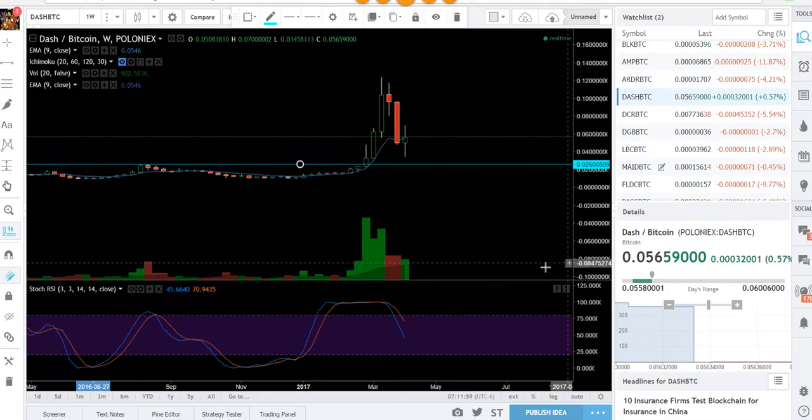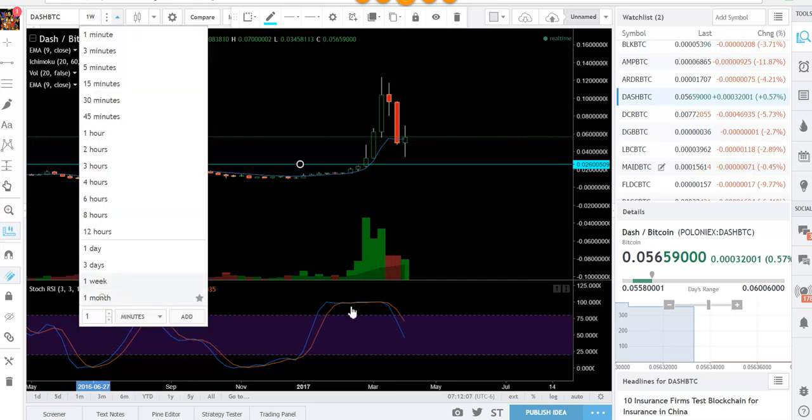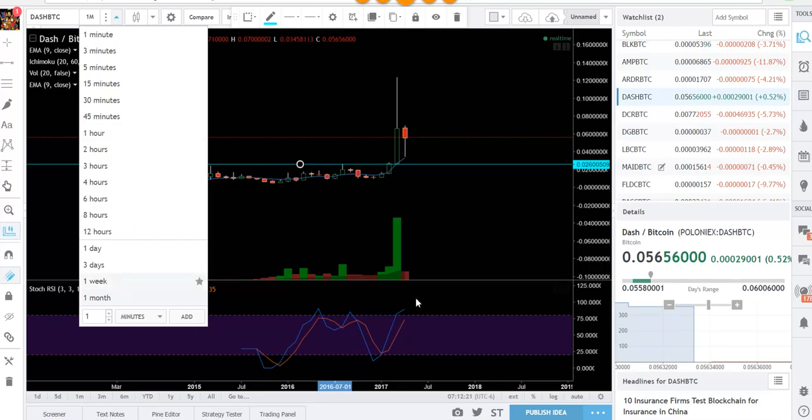Now here's where we try to put the pieces of the puzzle together. Okay, we look at Dash on a monthly, and we say, okay, that monthly stochastic RSI is still pretty strong. There's plenty of room to get up here and get strong still. So is it a possibility that this might bounce and get another wave out of it? That's the way that we need to look at it.